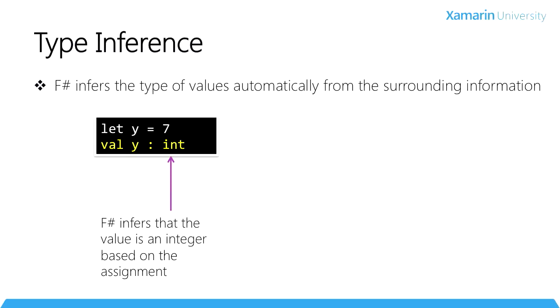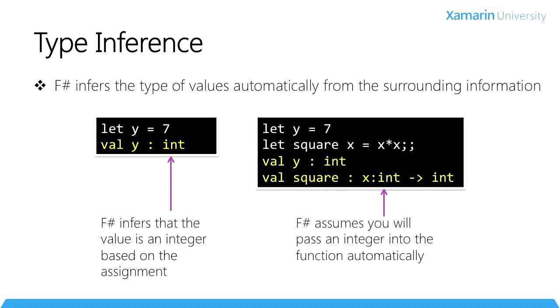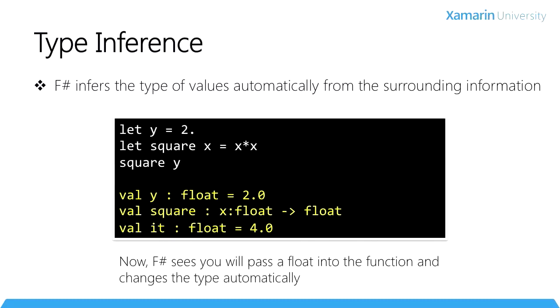Even when we define functions, F# uses the surrounding information. The fact that we assign integer values decides what the input parameters are, in this case it turns the square function into one that takes 2 integers. And when you change the type, F# reacts accordingly. Here we're shadowing the square function with a new value that takes floats.